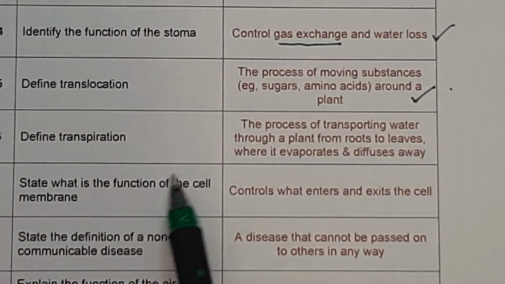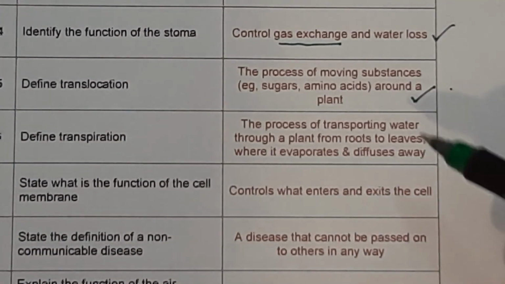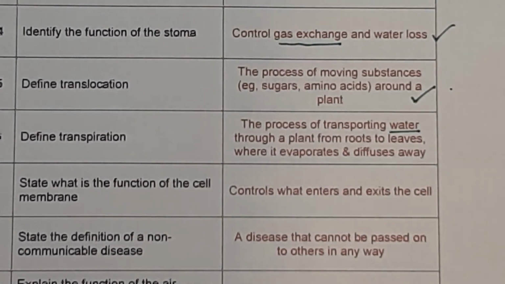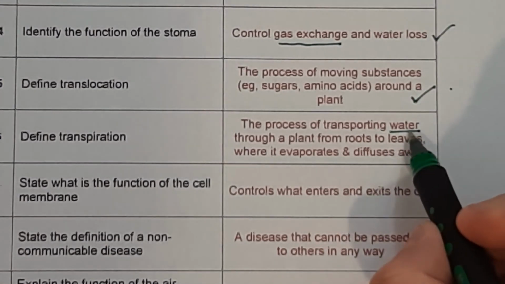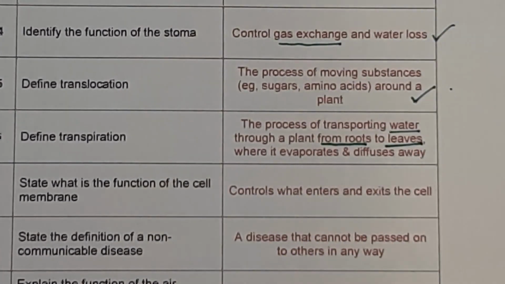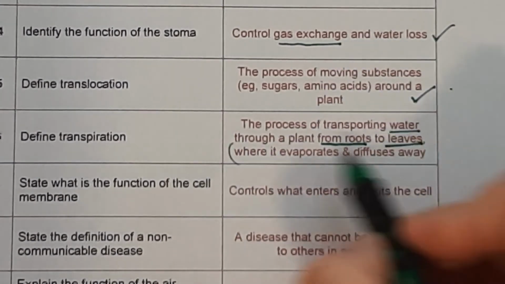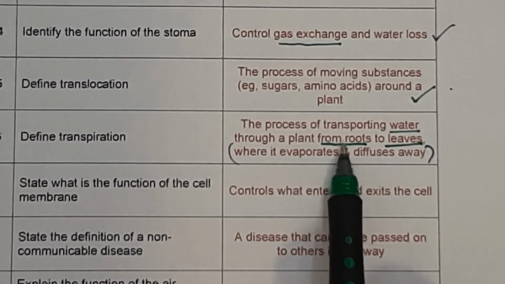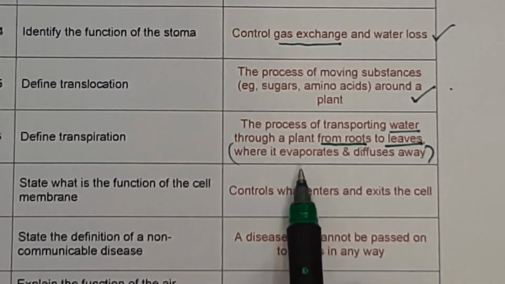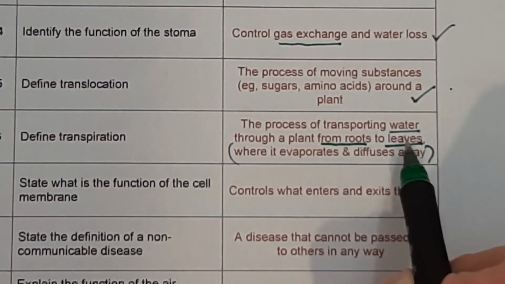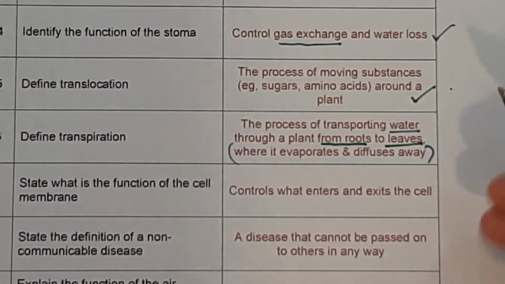Question 6, define transpiration. So it's the process of transporting water, you must say water, through a plant from roots to leaves where it will evaporate and diffuse away. So that's a long answer. Okay, so it's about transporting water from the roots to the leaves. Okay, and then this part is not essential, but you do need to write this in because the reason it moves from the roots to the leaves is because it's evaporating and diffusing away. So it's all about transporting water from the roots to the leaves. That's the shortest answer you can give and get the mark.